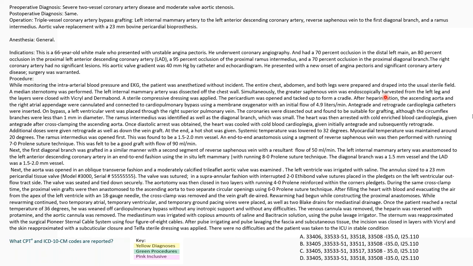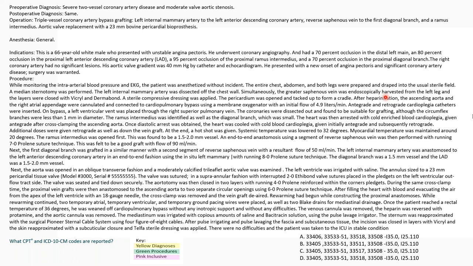The left internal mammary artery was anastomosed to the left anterior descending coronary artery in an end-to-end fashion using the in-situ left mammary with running 8-0 Prolene suture technique. The diagonal branch was a 1.5 millimeter vessel and the LAD was a 1.5 to 2.0 millimeter vessel. Next, the aorta was opened in an oblique transverse fashion and a moderately calcified tri-leaflet aortic valve was examined. The left ventricle was irrigated with saline. The annulus sized to a 23 millimeter pericardial tissue valve, model number 3000, serial number 55555.